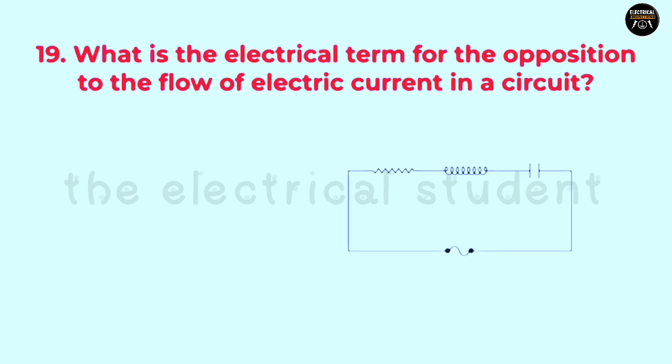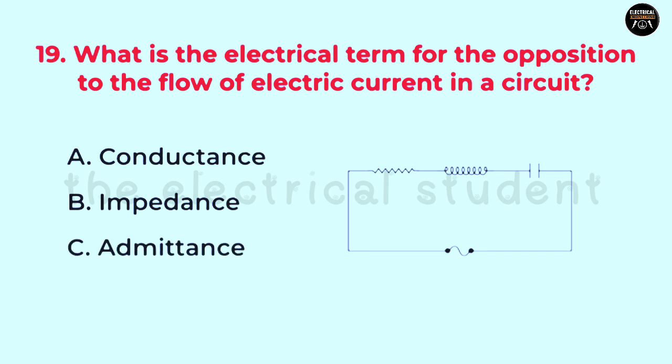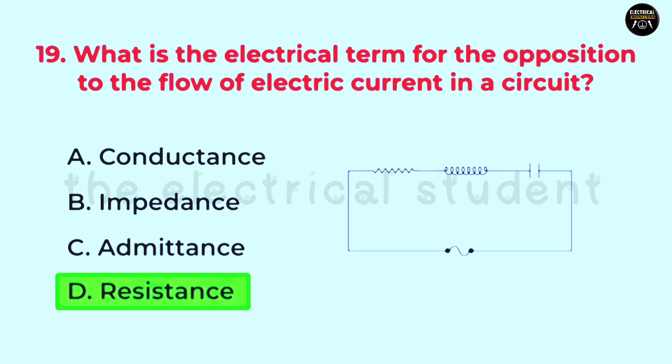What is the electrical term for the opposition to the flow of electric current in a circuit? A. Conductance. B. Impedance. C. Admittance. D. Resistance. The correct answer is option D, resistance.